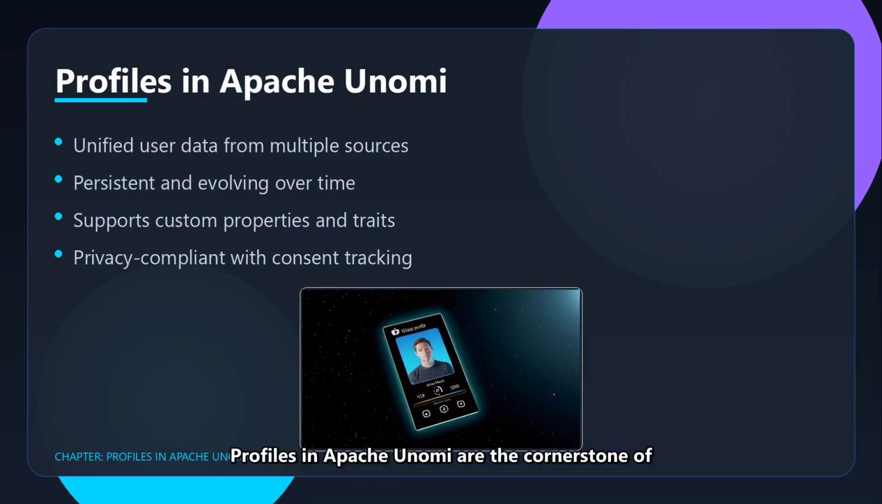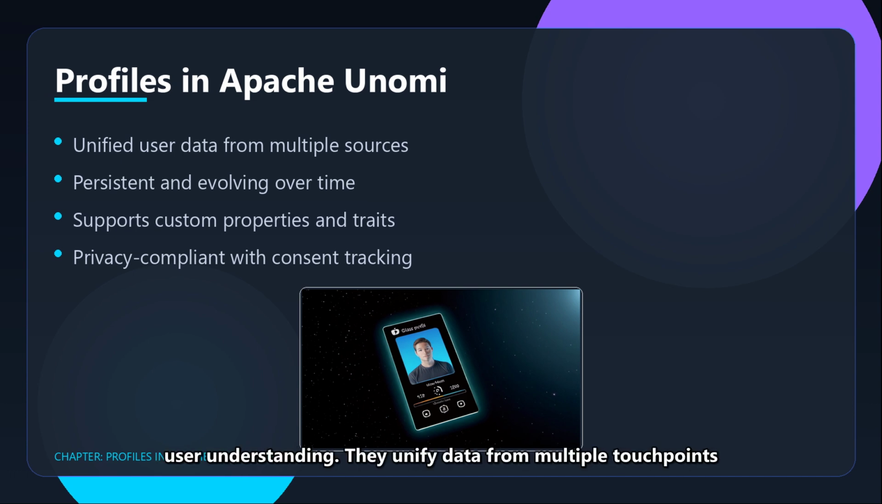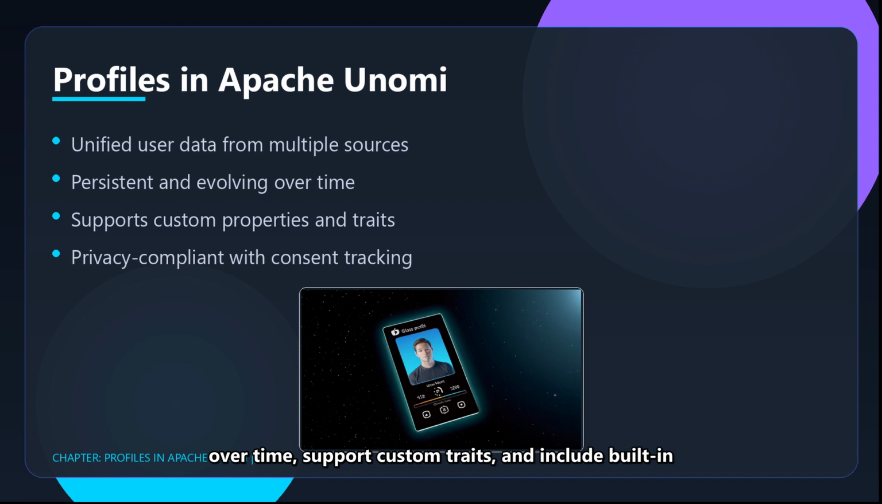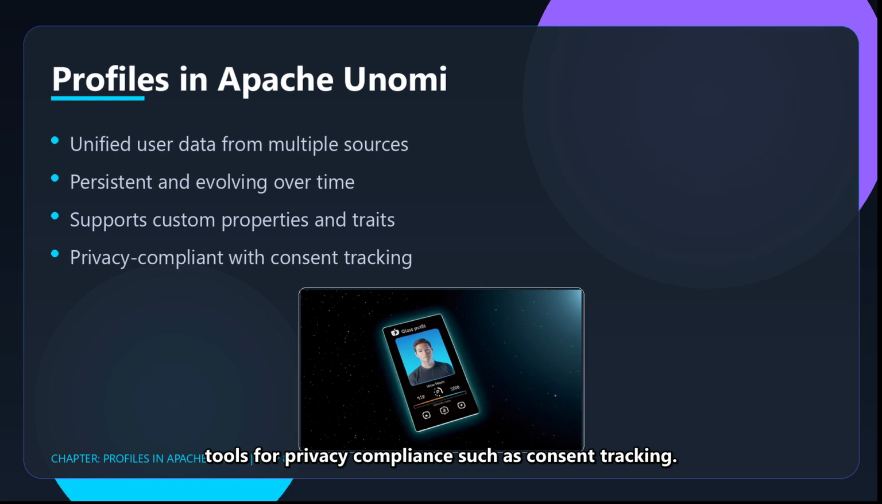Profiles in Apache Unomi are the cornerstone of user understanding. They unify data from multiple touchpoints into a single, persistent identity. These profiles evolve over time, support custom traits, and include built-in tools for privacy compliance such as consent tracking.